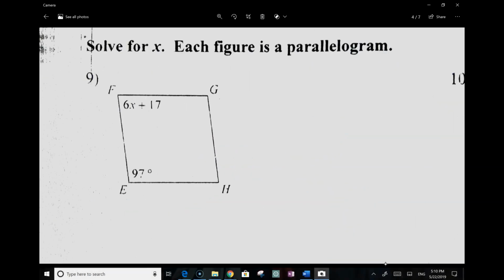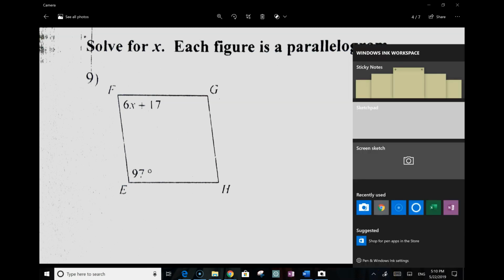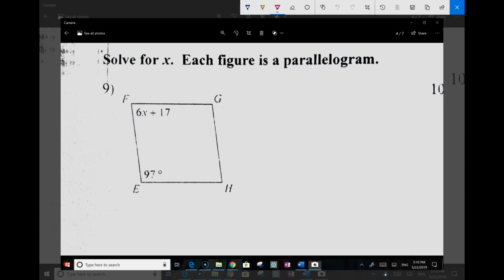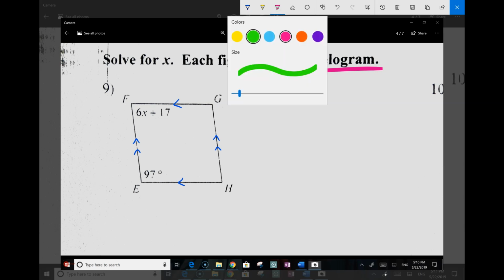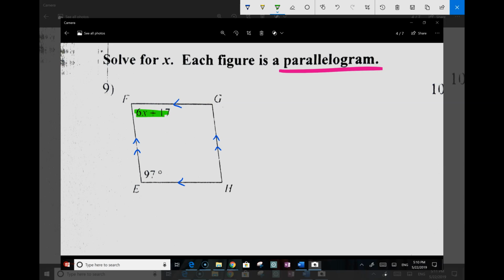Number 9, solve for x. Once again, one thing to note here is the type of parallelogram this is. It is, as it does indicate, a parallelogram. And so what this means, as I said before, is that you have opposite sides that are parallel to each other. Okay, so in this particular example, what makes this different from the one we just did is that we are now looking at these kind of angles.